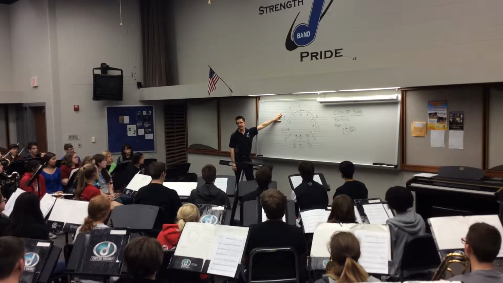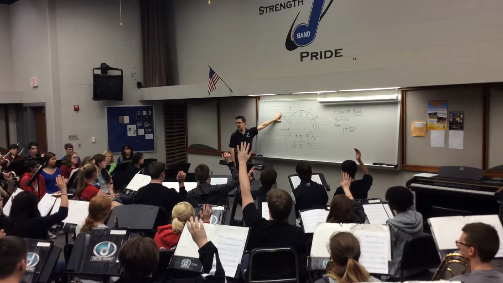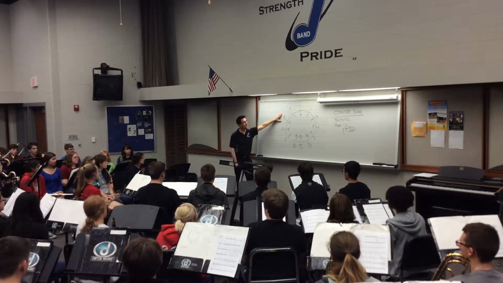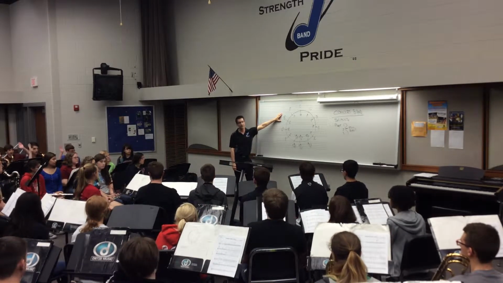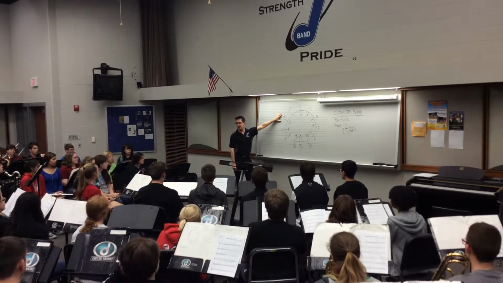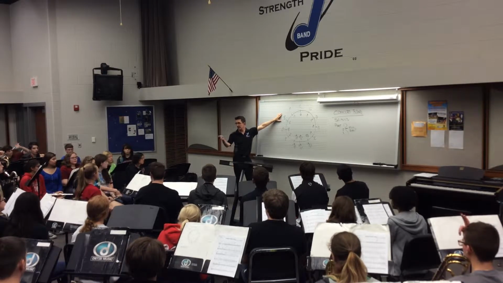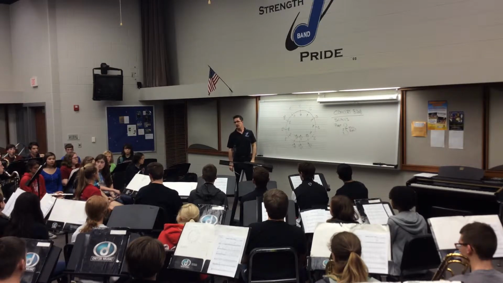Raise your hand if you are a B flat instrument. Clarinets, trumpets, tenor saxes, bari saxes, bass clarinets. Raise your hand if you're an E flat instrument. Altos and baries. Why did I go in that particular order? Anybody know? What do you think, Alex? Each one you go one more click around the circle.